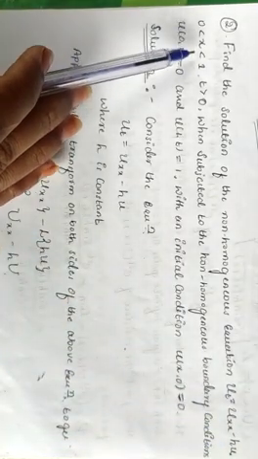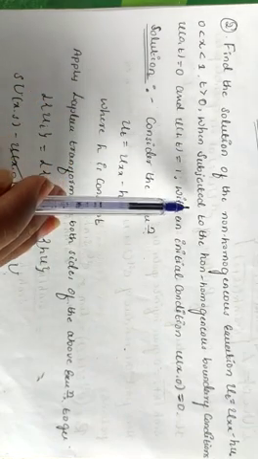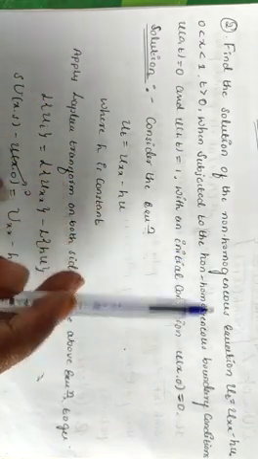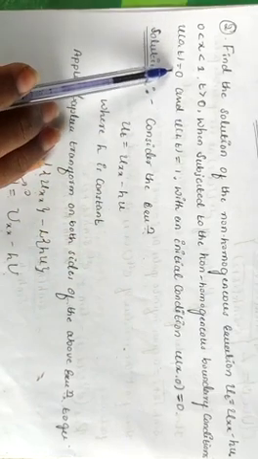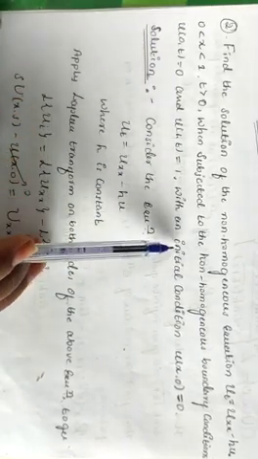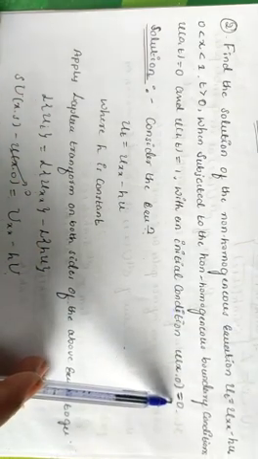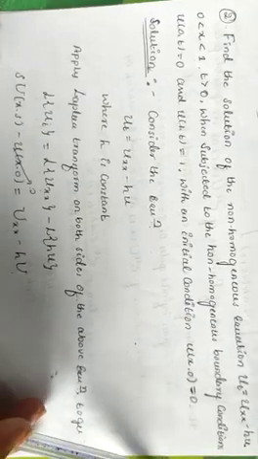Here x lies between 0 and 1 and t is greater than 0, subject to the non-homogeneous boundary conditions u(0,t) = 0 and u(1,t) = 1, with the initial condition u(x,0) = 0. Now let's start to find the solution.